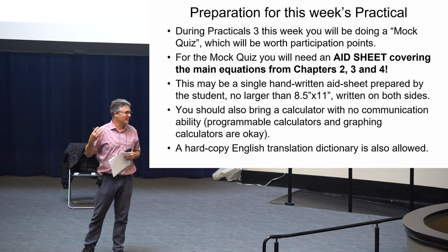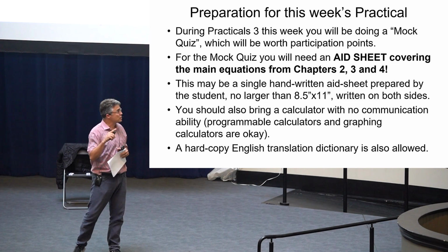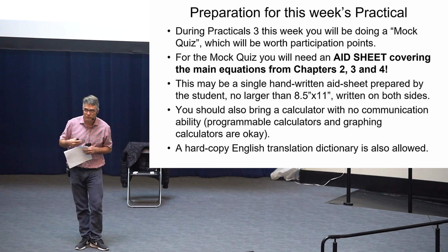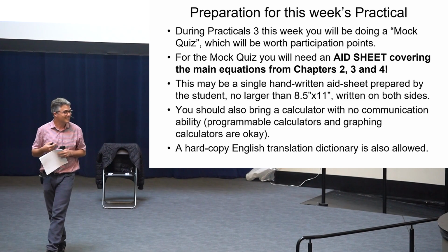You're allowed an aid sheet, just one. It should have the stuff from chapters 2, 3, and 4 on it, all these equations that are in the summary, because I'm not going to give you an equation sheet. If there are numerical constants, I would give those to you. But the equations you need. You can also bring a calculator. That's a good thing to have. Get used to using that.